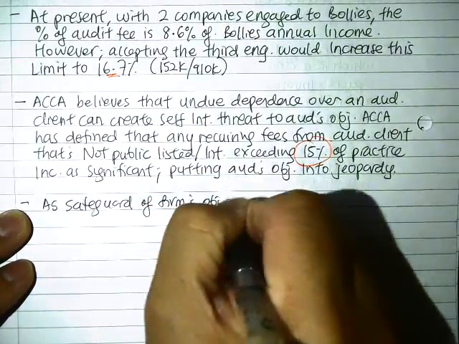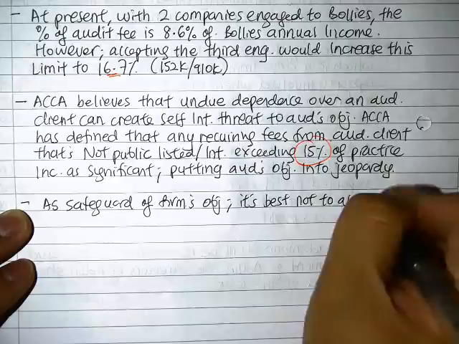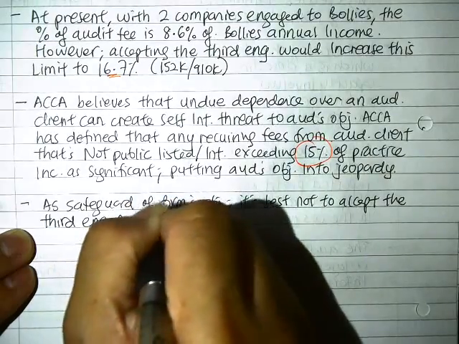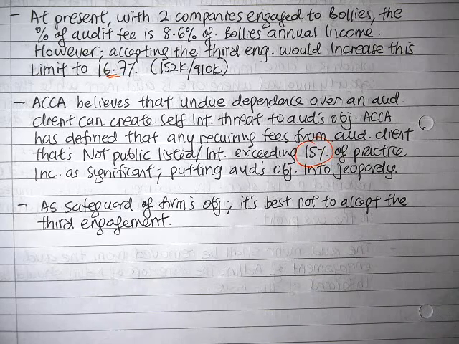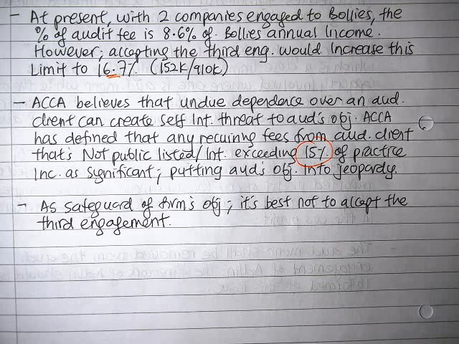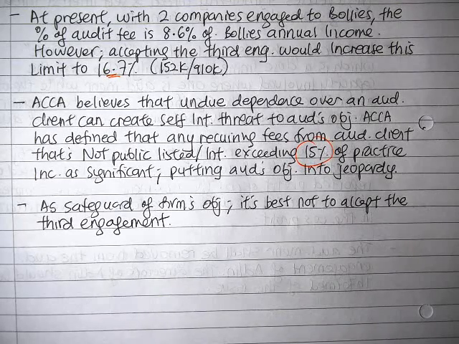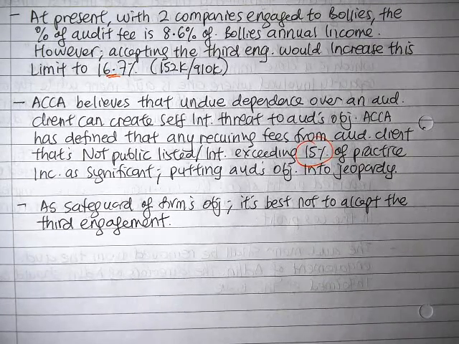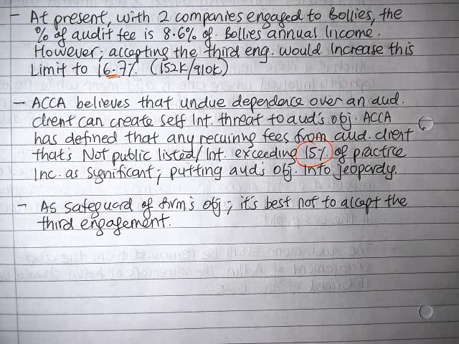That of course is part of the revisions. If you still recall, if your client is publicly listed or of public interest, the rate should actually reduce to 10% of your income. So in this case, accepting the third client will actually put us above the limit. So that's actually a violation of the rule. So if that's the case, as a safeguard of the firm's objectivity, it is best not to accept the third engagement. All right.